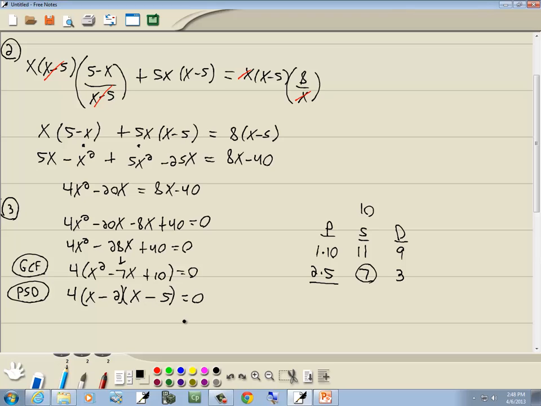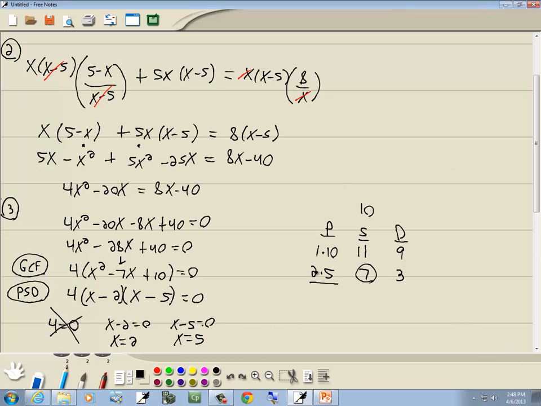Now the zero factor property says you get 0 on one side, you factor the other side, you set each factor equal to 0. Now, it never does us any good to set the number equal to 0. So if I set 4 equal to 0, there's no x to solve for, so that goes nowhere. So we'll set x minus 2 equals 0 and x minus 5 equal to 0. And we get x is equal to 2 and x is equal to 5.